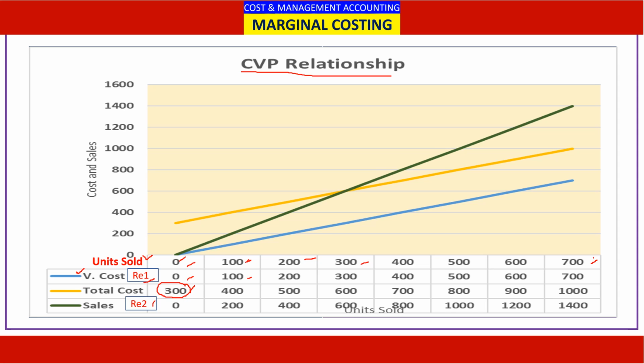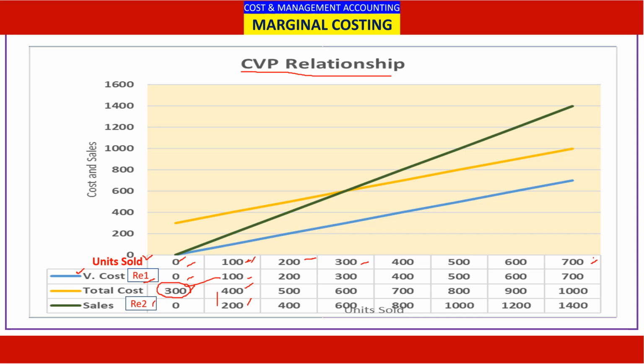Means at 100 units, my cost is 100 plus 300, 400, and I am selling at 2 rupees, 200. Means here I am making a loss. My cost is 400, my sale is 200.